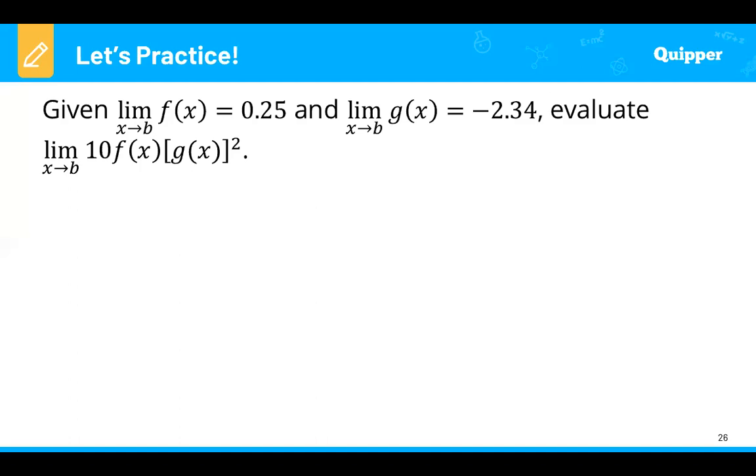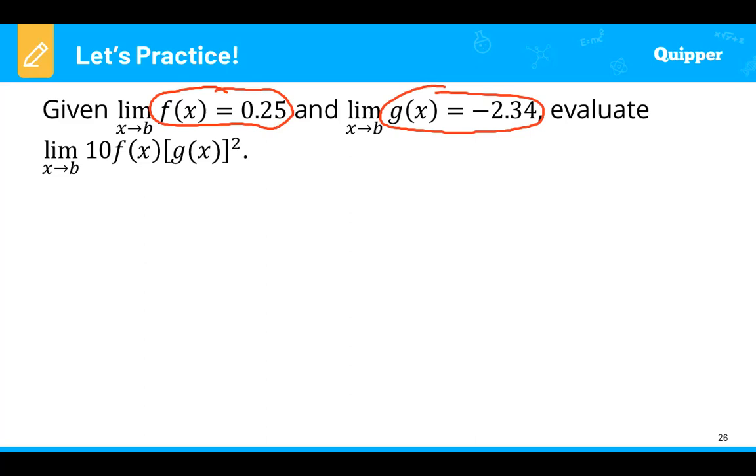Let's practice again this one. So we have now two given functions. We have the limit of f of x as 0.25 and the limit of g of x is negative 2.34. Let's evaluate this limit: the limit of 10 f of x, g of x squared, if x is approaching b. So this will be the combination of the multiple law, power law, and the multiplication or the product law. So tatlo yung ating gagamitin.